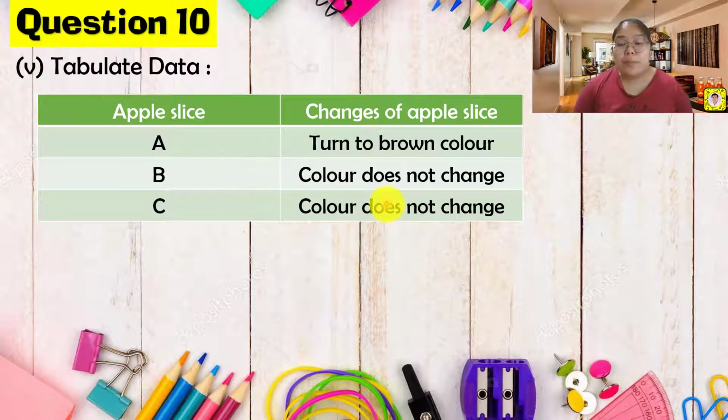So from this one paper, what can you say about the conclusion? The conclusion is that the lime juice and also the salt solution can slow down the oxidation of the apples. So this one is one of question 10, which is compulsory to answer. The format is just like this. They will give you the question, you just follow the question and answer it.